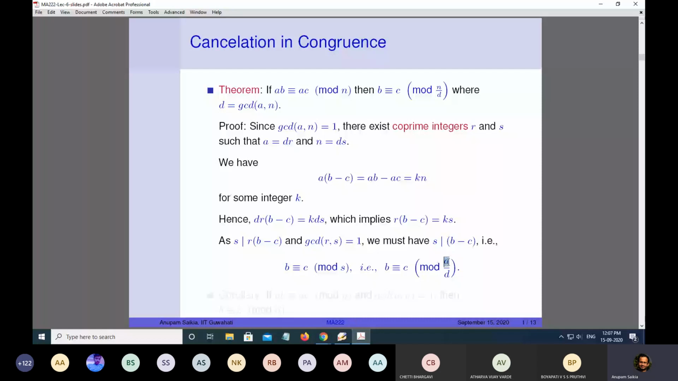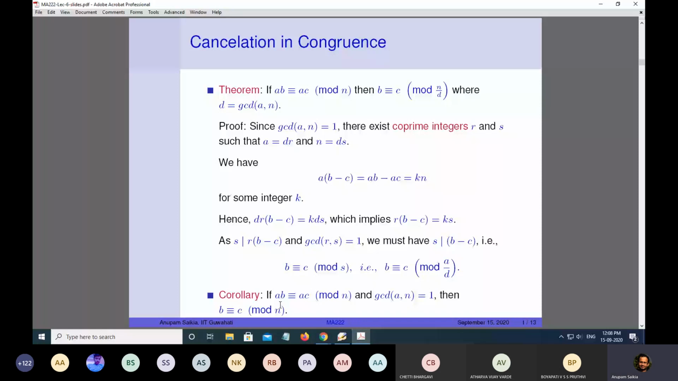And the corollary, the best thing, is when a and n are co-prime. When a and n are co-prime, then n by d is basically n by 1, which is n. So when a and n are co-prime, we can actually cancel just like in integers: ab congruent to ac mod n will in fact imply b is congruent to c mod n when the GCD is 1. Because we'll be factoring out just 1, which does not change anything. This is quite useful.